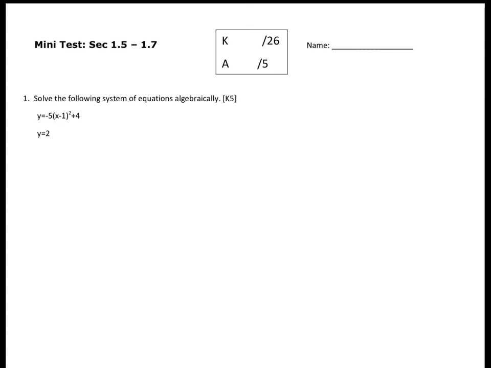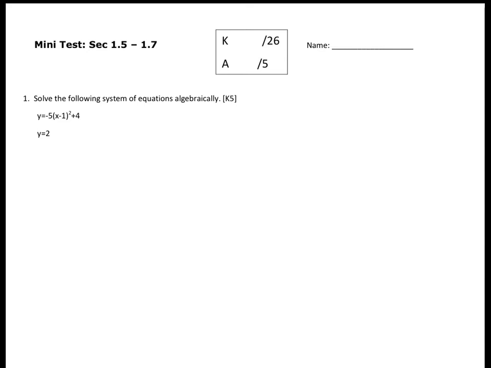Okay, in this video I'm going to solve the problems in your mini test section 1.5, 6, and 7. The first question is y is equal to negative 5 times (x minus 1) squared plus 4, and y equal to 2. We have to solve this system of linear quadratic equations.